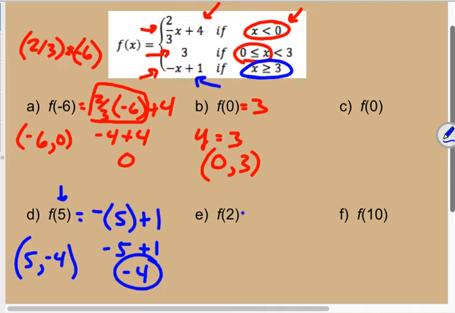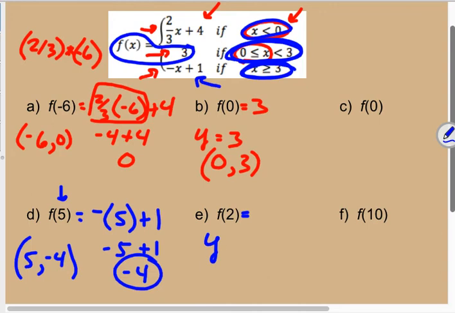Now 2, this is a good one. Because 2 is not greater than 3, it's not less than 0, it's in between 0 and 3, so we're using this function again. Now that function is basically y equals 3. So it doesn't matter what you plug in for x, y is always going to be 3. So f of 2 equals 3. There's no x to plug it into. So when I put in 2, I get 3 as an output.